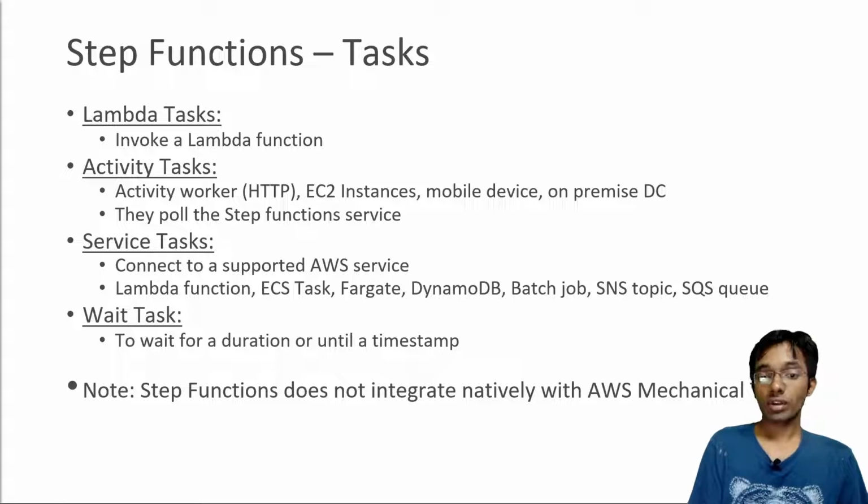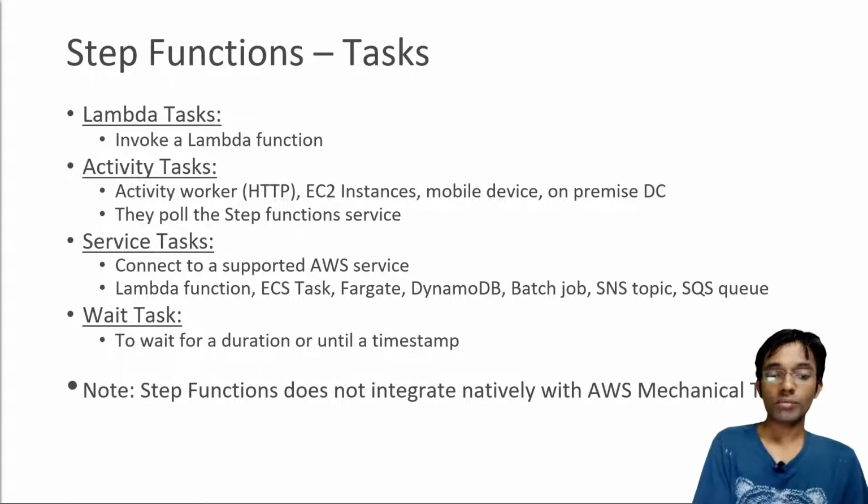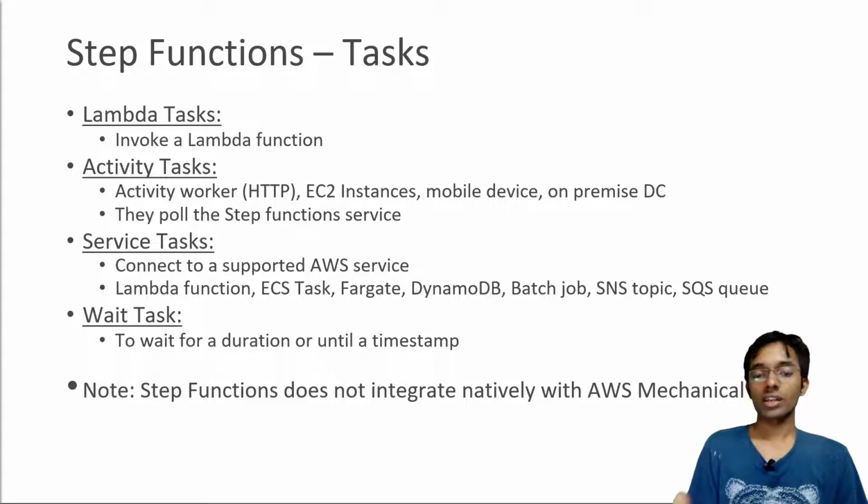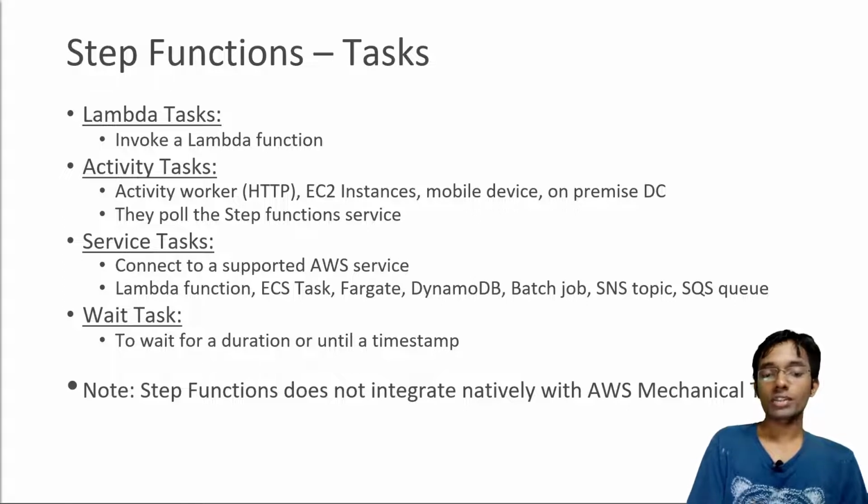So this is not serverless, and this is your activity worker who has to poll the Step Function service and say, is there something for me to do? And then a Step Function will say, yes, there is, do that. Okay, you have service tasks then, which is more integrated. So a Step Function will connect to a supported AWS service, and that can include a Lambda function, an ECS task, a Fargate container, a DynamoDB table, a batch job, an SNS topic, and SQS. So there is a direct integration between a Step Function and all these services as part of your workflow.